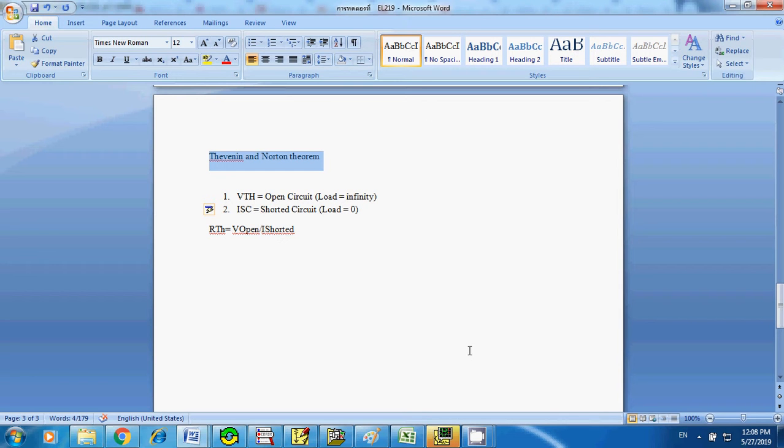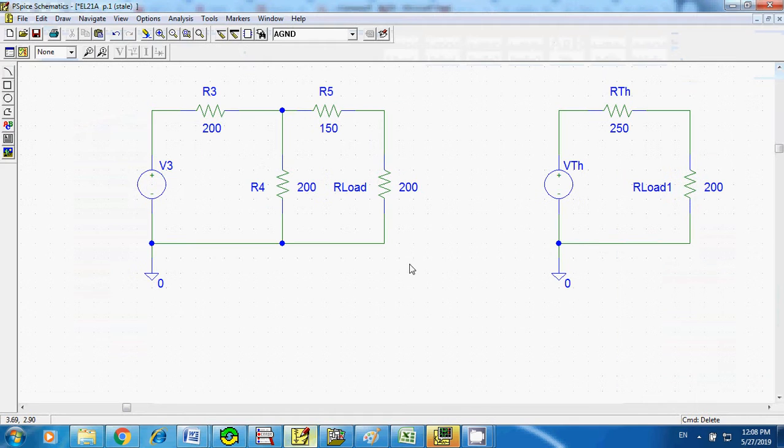Okay, let's take a look at the circuit using our PSpice right here, just for a clear understanding before we move to LTspice. Okay, so let's take a look at this one. I already have a circuit right here.